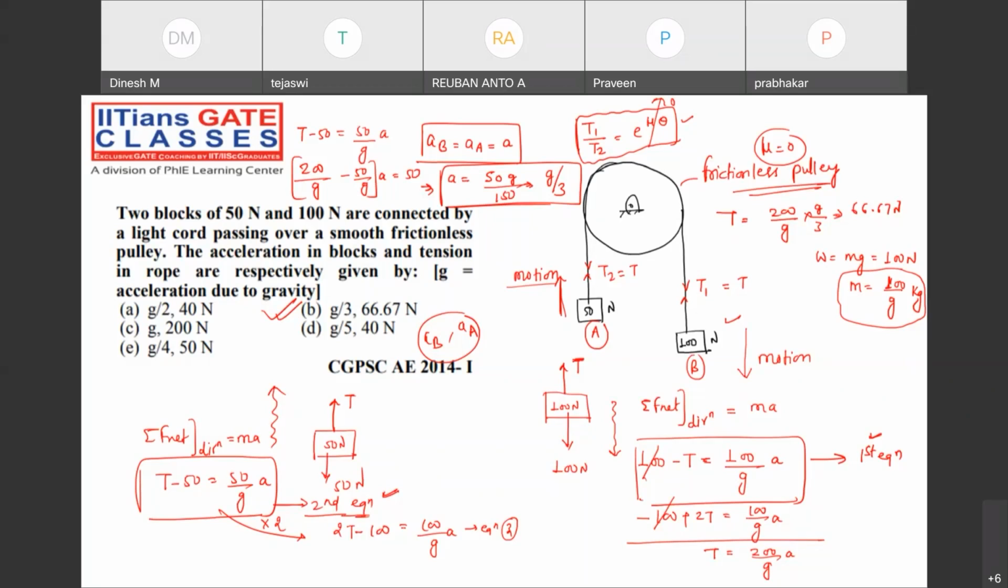Acceleration will be the same when the force is the same on both blocks. When the force is different, the tension will be different, and the acceleration will also be different. Right? Can I move to the next thing?